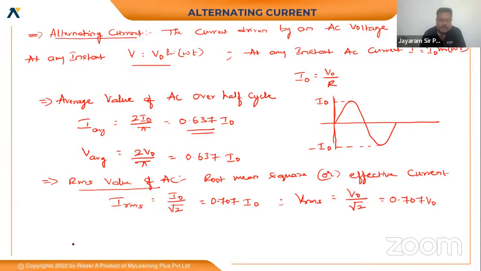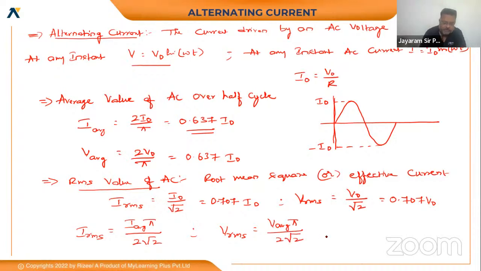If you want the relationship between them, I RMS can be written as I average into pi by 2 root 2. Similarly, V RMS equals V average into pi by 2 root 2. Okay, so this is the basic.